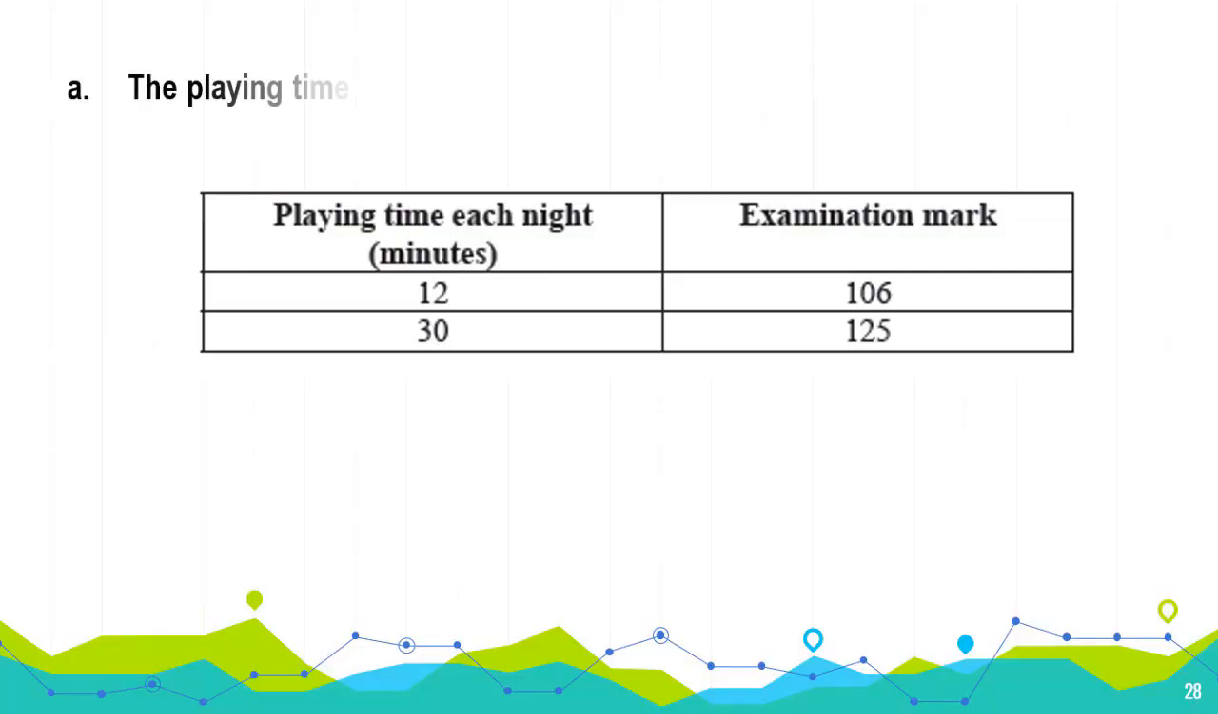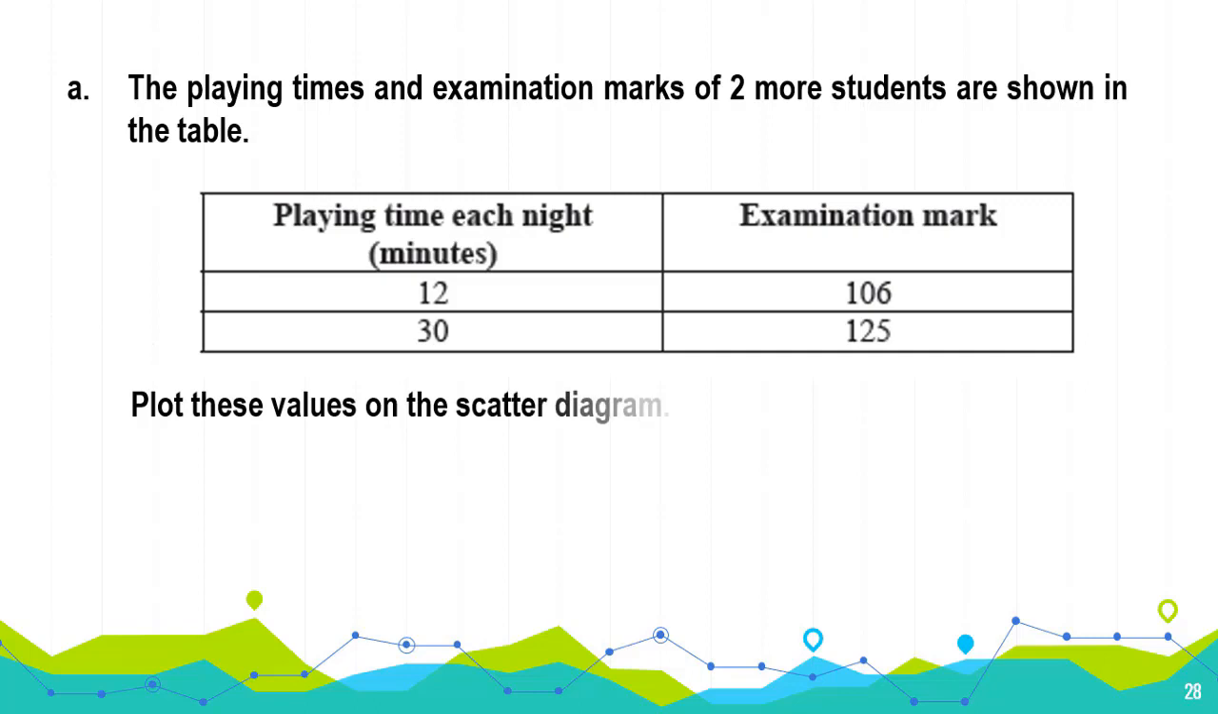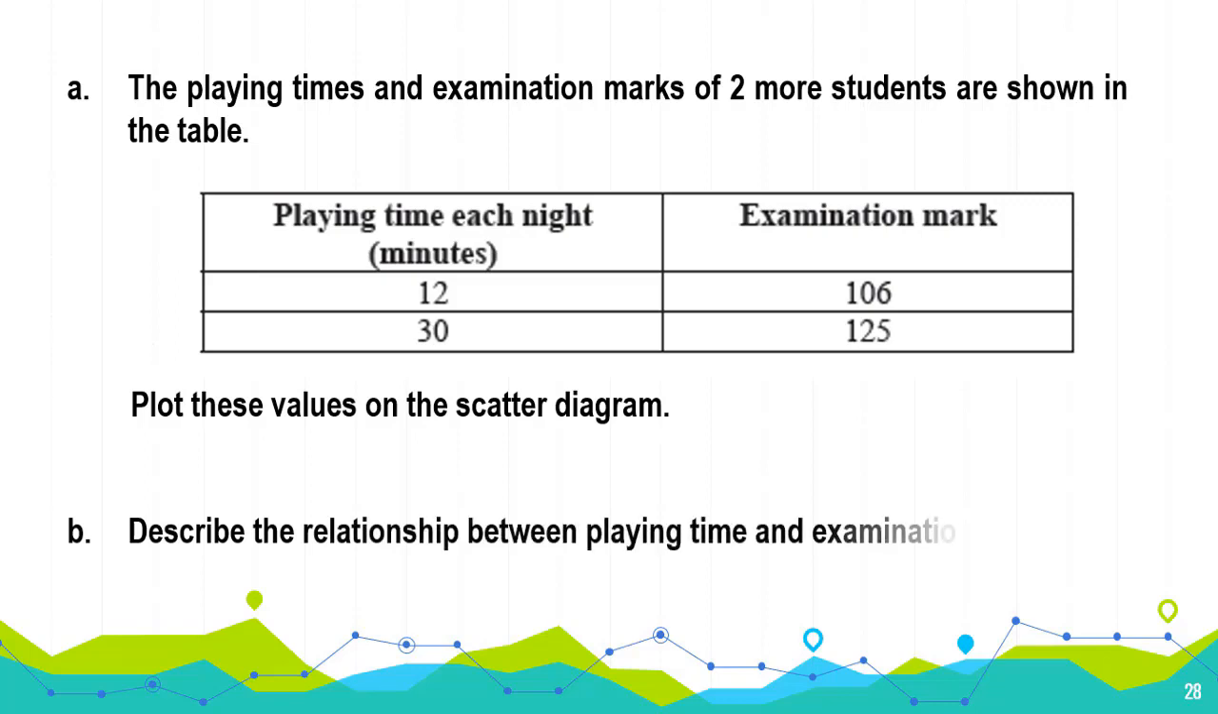A. The playing times and examination marks of 2 more students are shown in the table. Plot these values on the scatter diagram. B. Describe the relationship between playing time and examination mark.